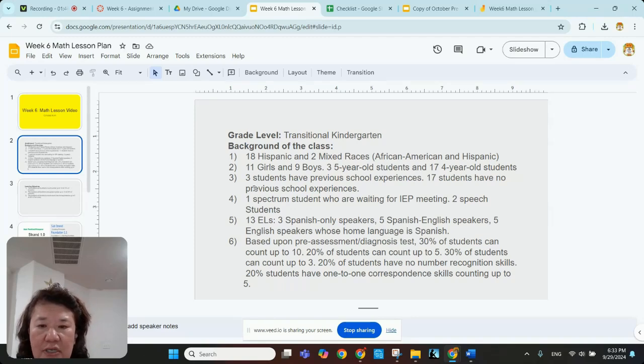And 1 student just started school last week, so I still need to give some instruction in Spanish. Based upon my pre-assessment test, 30% of students can count up to 10, 20% can count up to 5, and 30% can count up to 3. 20% of students have no number recognition at all. And 20% of students have one-to-one correspondence skill counting up to 5, which means they know how many apples they have.